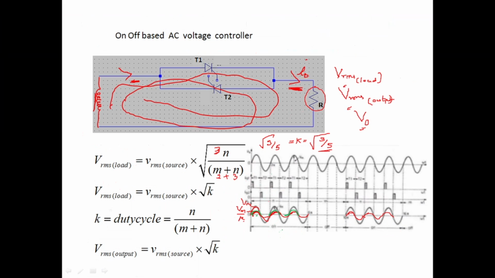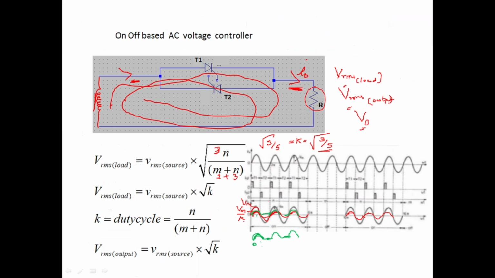So we need to calculate the average value for this waveform. It looks like this. It's sinusoidal only. Then 0, because in the negative half cycle. Again sinusoidal, then 0 in the negative half cycle. Again 0 in the negative half cycle. So this is sinusoidal.